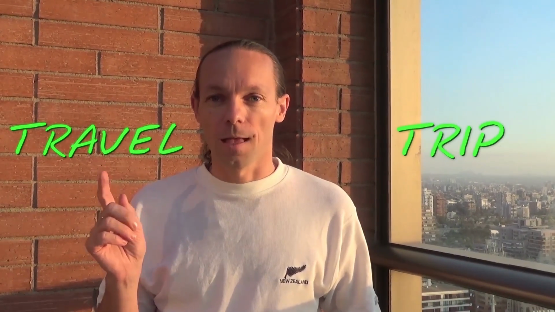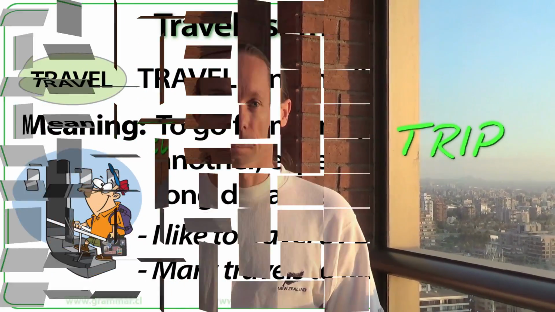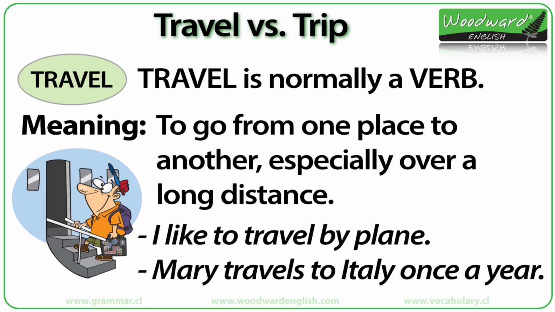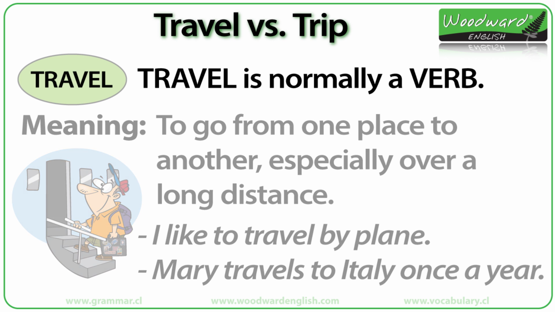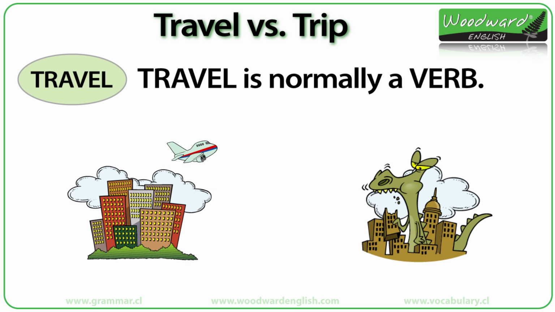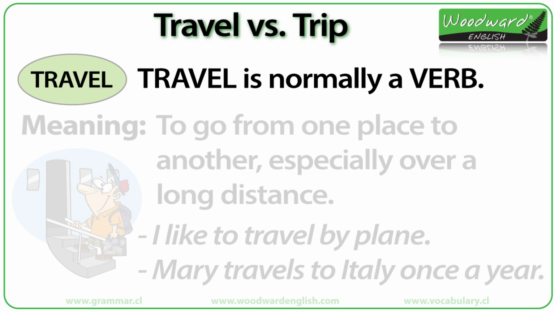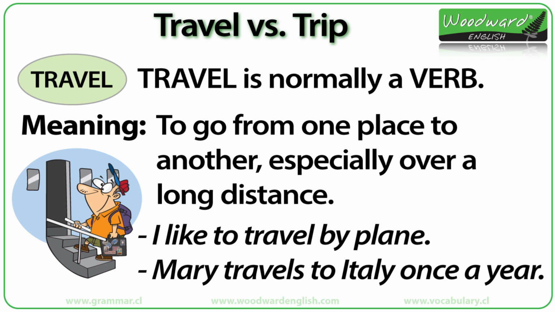Today we're going to look at the difference between travel and trip. Travel is normally a verb, an action. It means to go from one place to another, especially over a long distance. I travel from one city to another city by plane. I like to travel by plane.